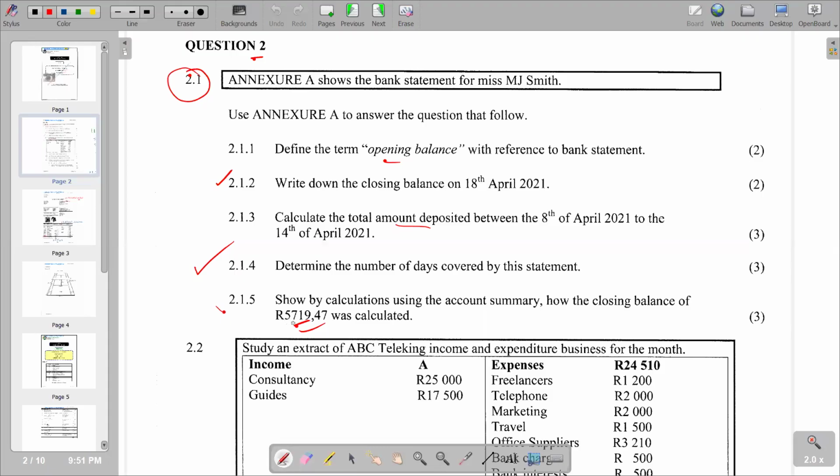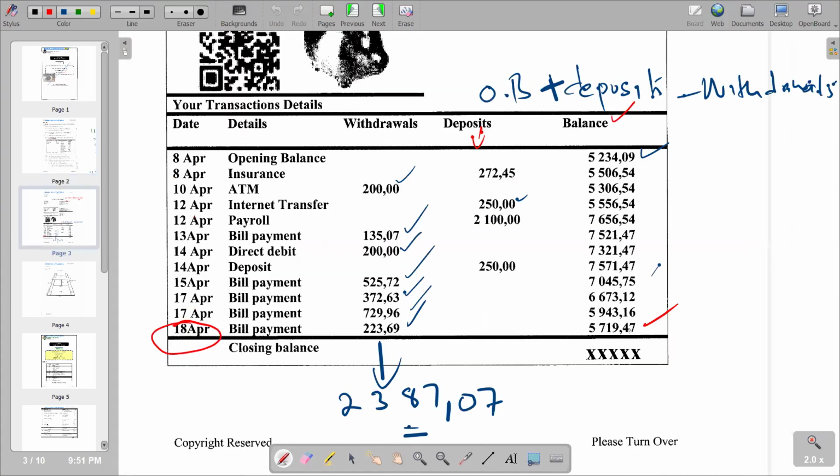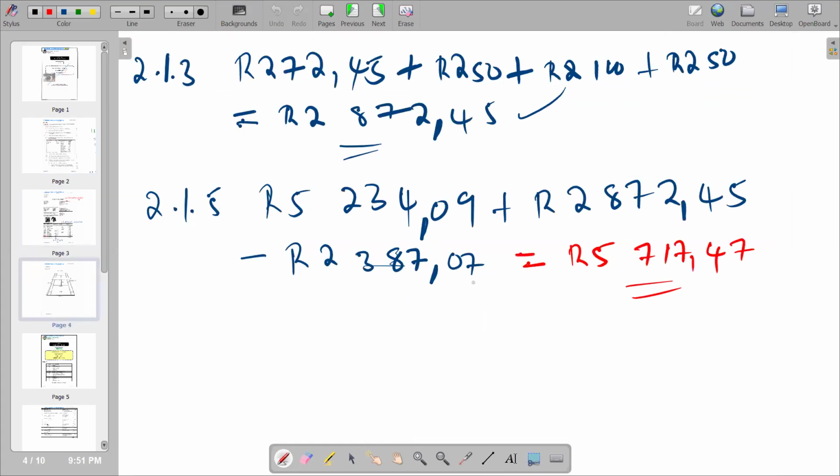Here you see that our total is 5,719.47, which is also the total that we are having as our final balance here, 5,719.47. So it means we have to recalculate to see the correct calculation. By making a recalculation, you're going to see that the correct answer you're supposed to get is 5,719 rands 47 cents. So this was just an error that was made there.